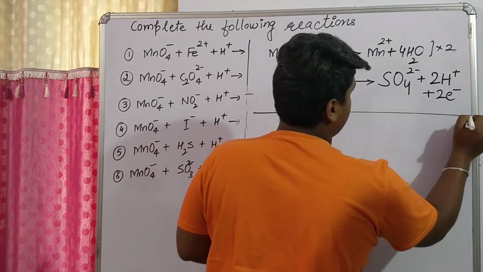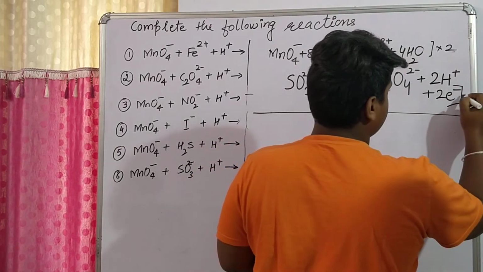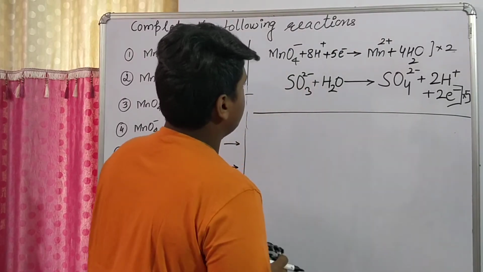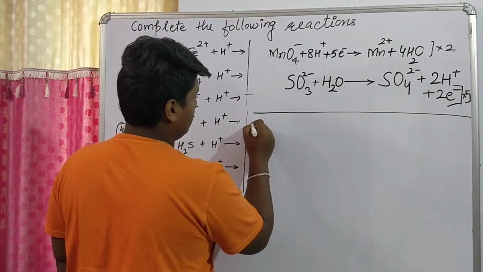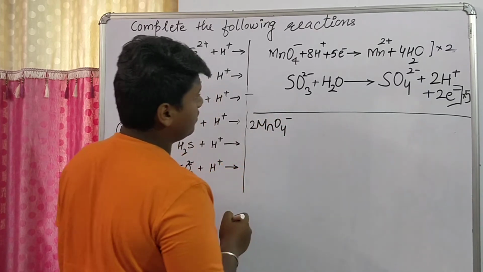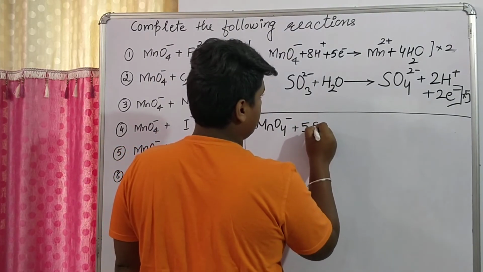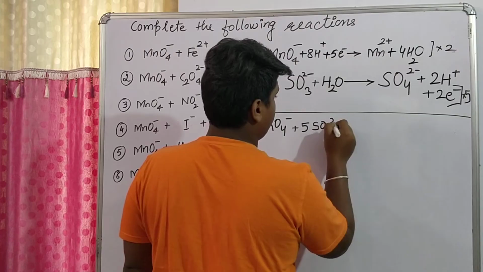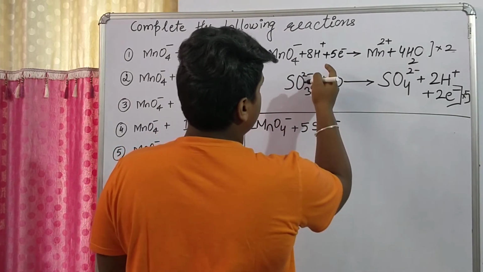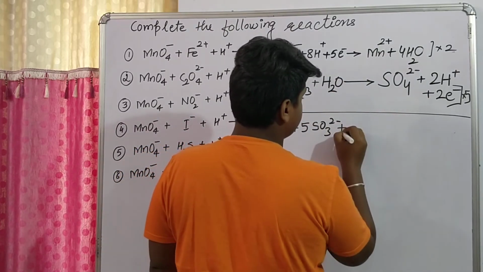Multiplying. Multiply the second equation by 5, and the first equation by 2. So we get 2 MnO4 negative. Then we get 5 SO3 2 minus, and then we have 16H plus and 10H plus on this side. So we have net 6H plus. Good.